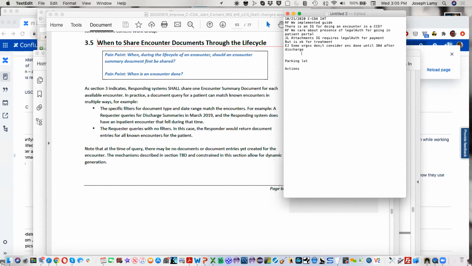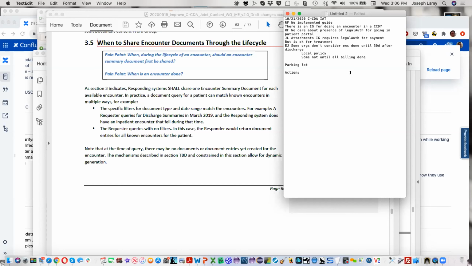Some people don't consider it done until they feel all the billing has been posted. Some places consider it done as soon as the patient is discharged or leaves the building. So the whole idea of done really needs to be defined, from a CDA perspective, from a document sharing perspective, versus from a workflow, organizational perspective.